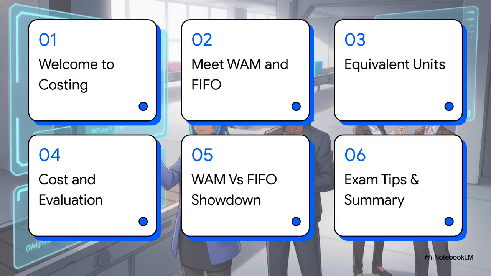Here's what we're looking at today. 1. Welcome to process costing. 2. Meet WAM and FIFO. 3. Calculating equivalent units. 4. Mastering cost and evaluation. 5. The WAM versus FIFO showdown. And 6. Exam tips and a final summary. Let's conquer this step by step.